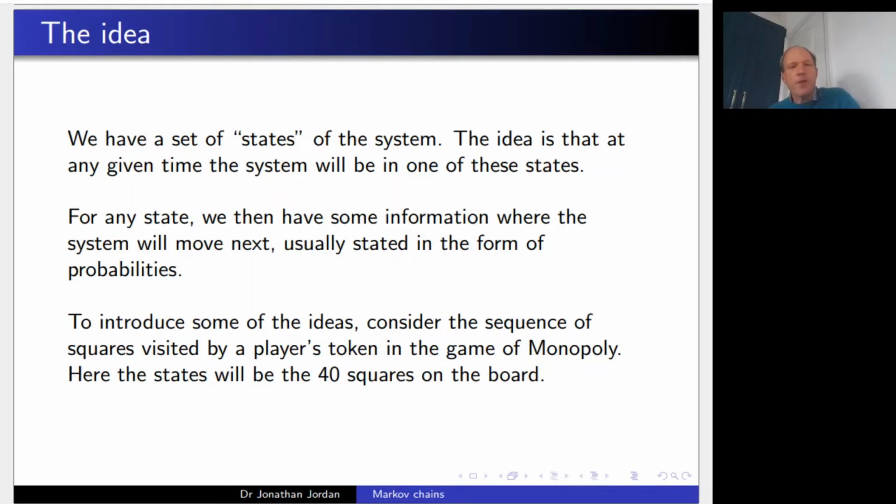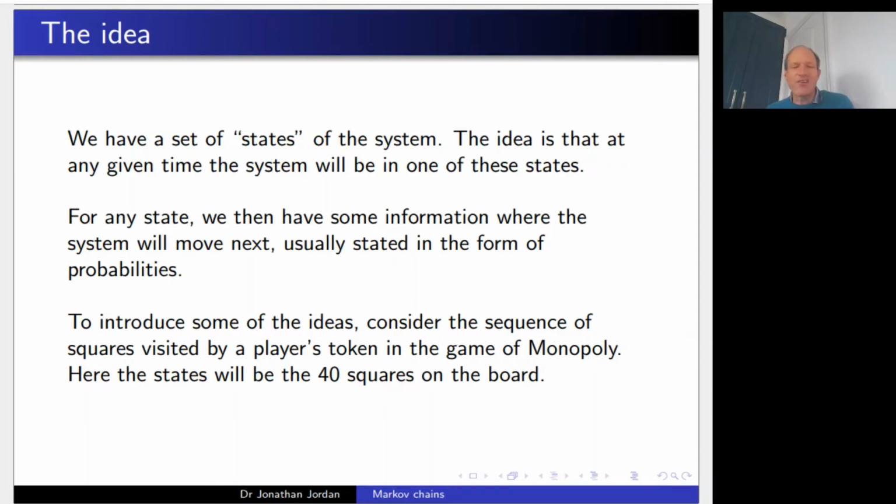Okay, so I'm going to try and introduce the ideas in this video by considering the game of Monopoly. And in particular, I'm going to think about the sequence of squares which is visited by a player's token. Okay? So you've got a token moving around the board, and there are 40 squares on the board. So this gives you a sequence of squares that the token visits. This can be thought of as a system evolving in time as the token moves. And so we can think of this as a Markov chain.